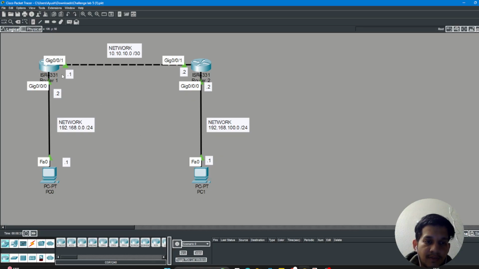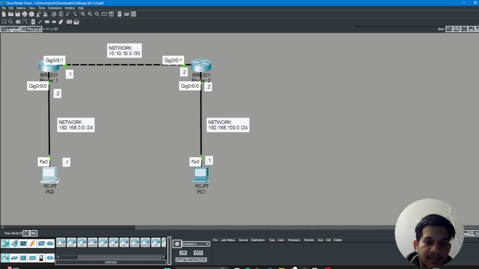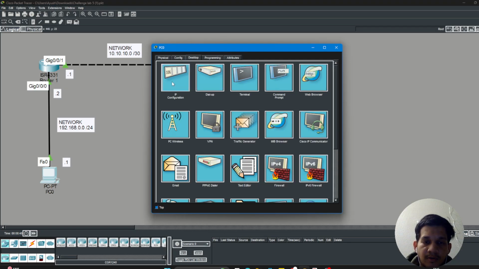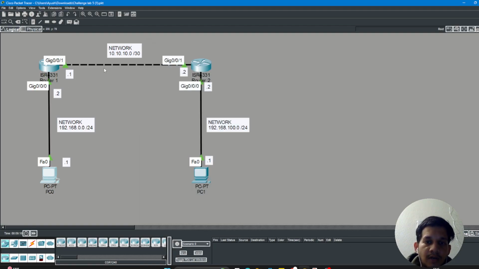So let's configure the IP addresses. Let's take PC0 and open the IP configuration. The IP for this network will be 192.168.0.1. Subnet will be /24, so 255.255.255.0, and then the default gateway will be the router's IP, 192.168.0.2, which will be the interface G0/0. Okay, so our PC is configured.